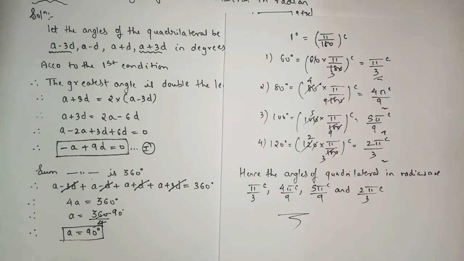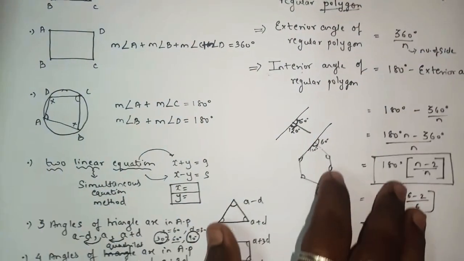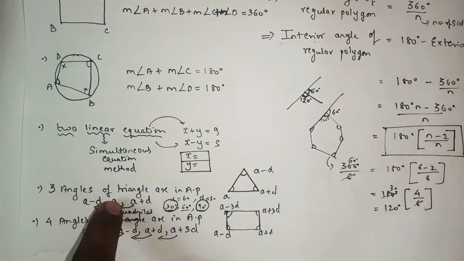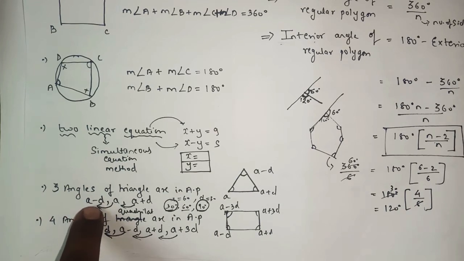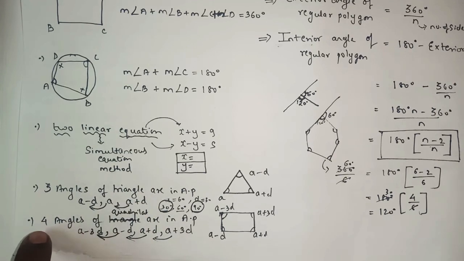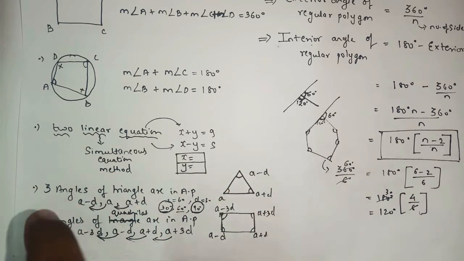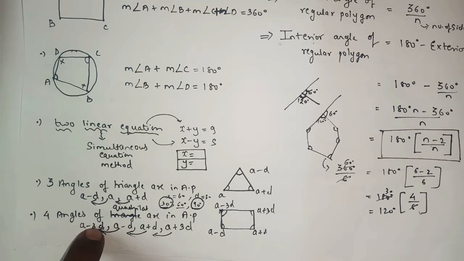So I hope you all understood both the sums, one sum as we took in the last video when the angles of the triangle are in AP. In this lecture we saw when the angles of the quadrilateral are in AP, how to find your answer. In both the cases the format is different. For three angles of a triangle, when they are in AP, you will consider the first angle as A minus D, second as A, and third as A plus D. Whenever the four angles of the quadrilateral are in AP, here the condition is different. So this condition you have to remember.